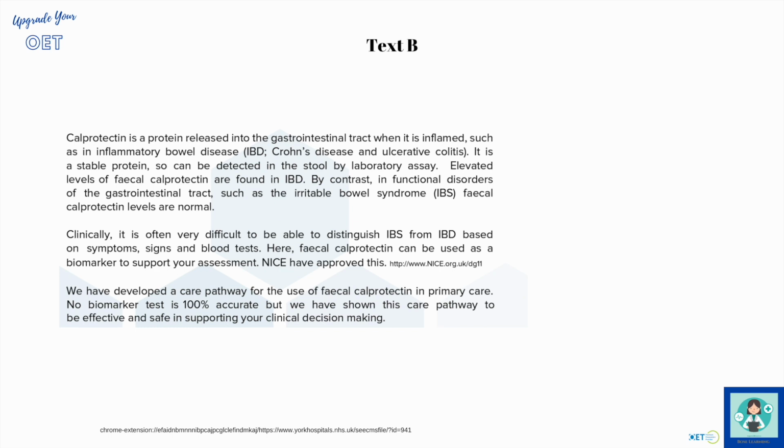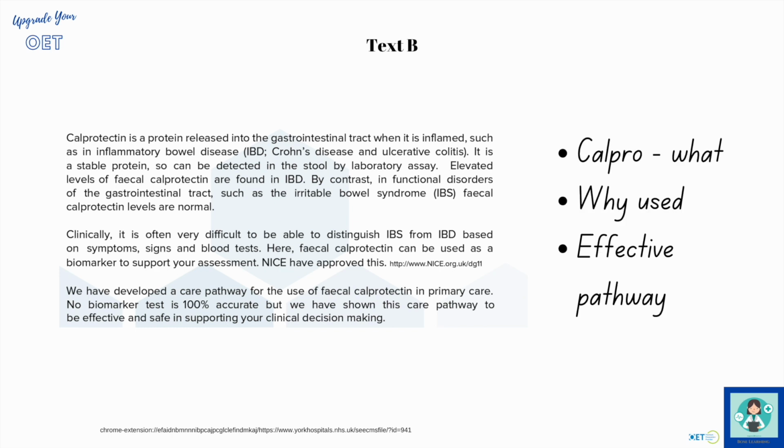So again, to summarize, we talk about what calprotectin is, why it's used, because it's a marker, it helps differentiate, and the fact that it's an effective pathway. Okay, it's not 100% accurate, but it is effective. So A was the background to the pathway, B is the background to calprotectin.